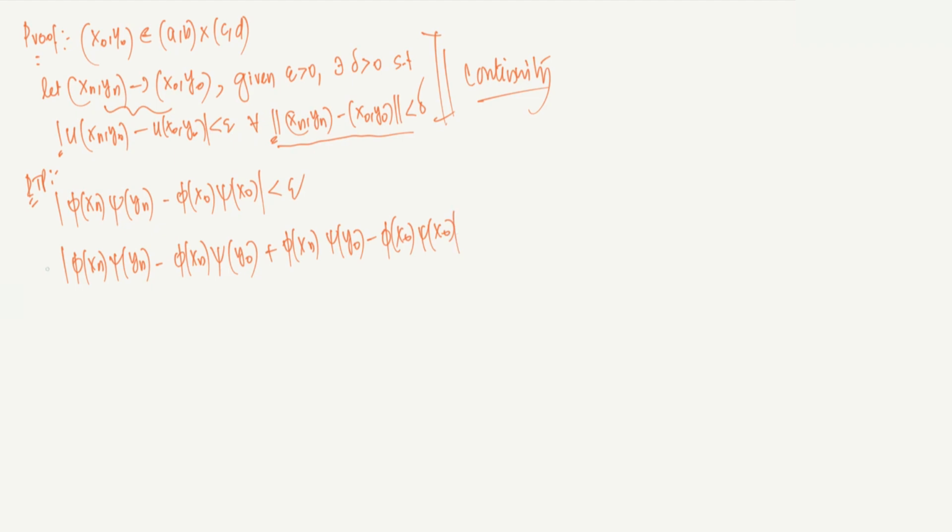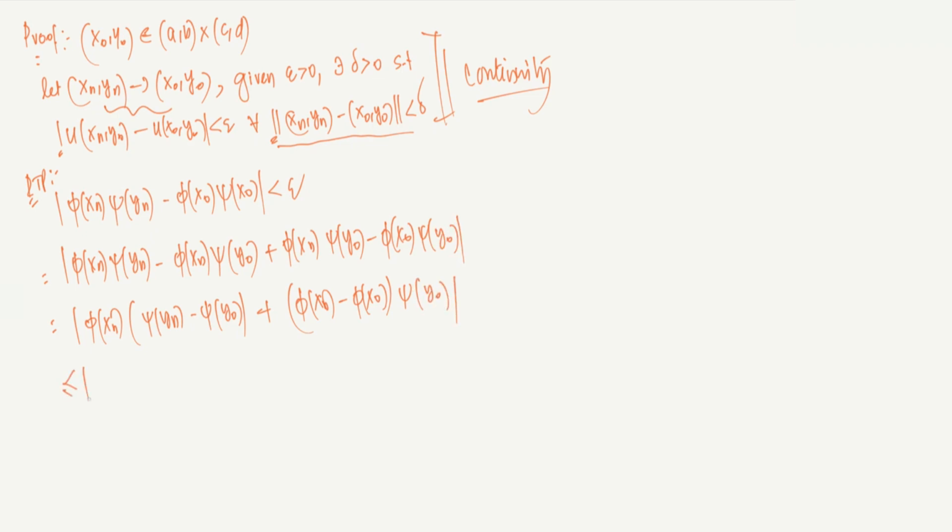We can do this. So essentially this means this. Okay, so now from the first thing, let's take phi of xn common. So we have psi of yn minus psi of y naught. Plus, again, if you're taking common here, it becomes phi of xn minus phi of x naught. And then psi of y naught. Sorry, I made a mistake. Yes, this will be y naught. I hope this is clear.